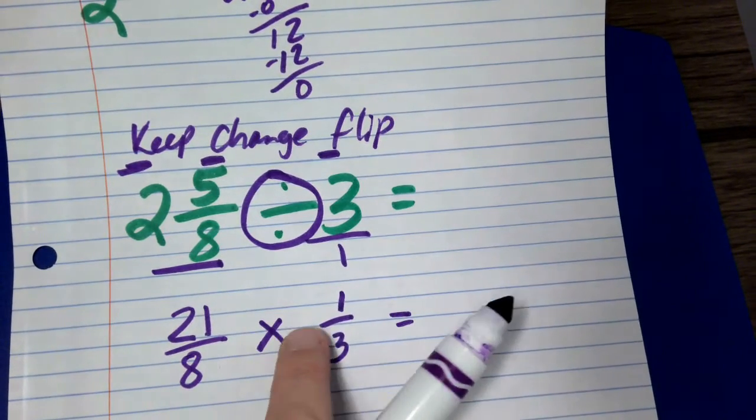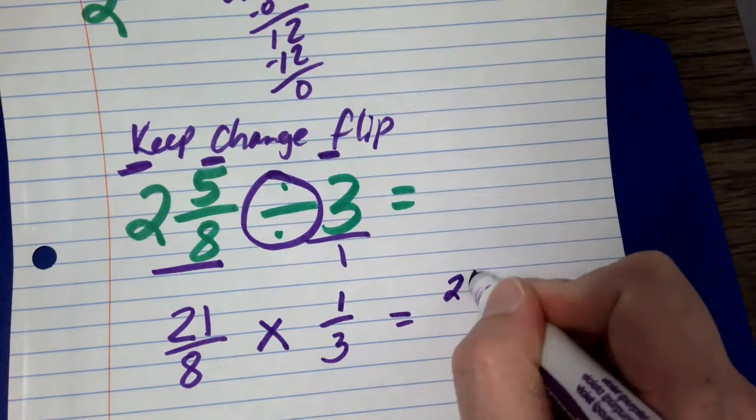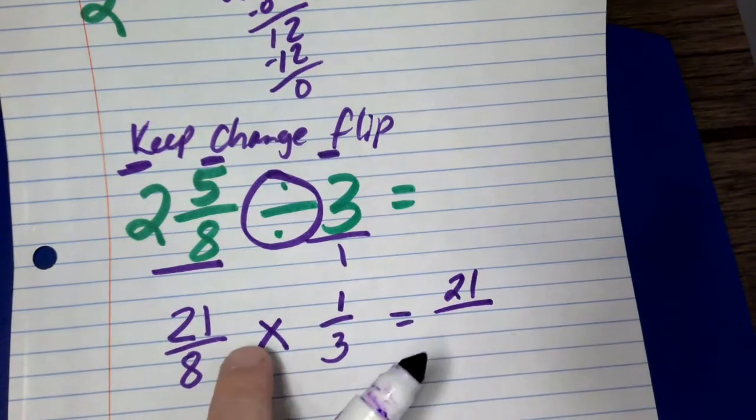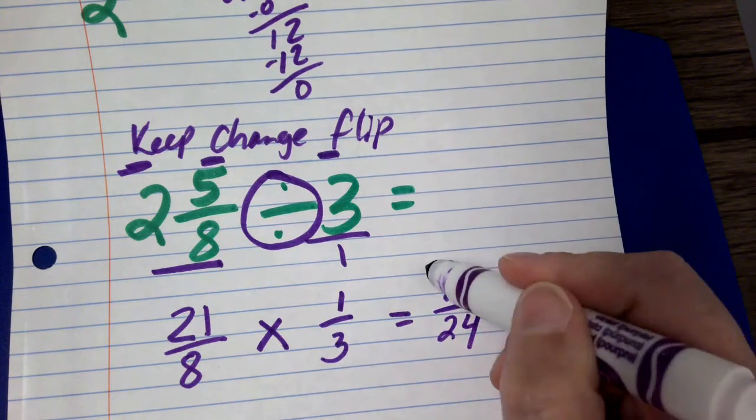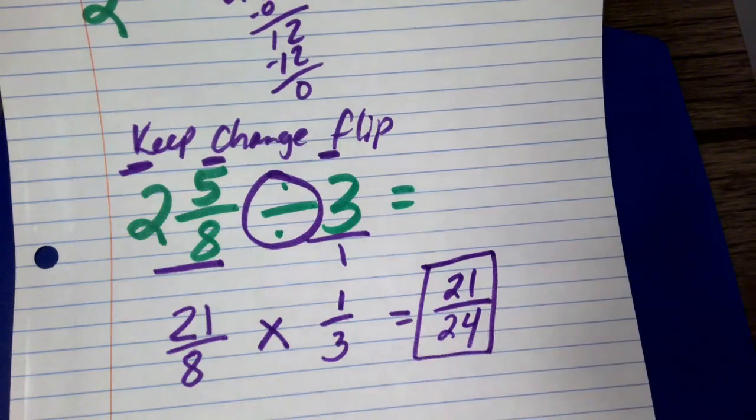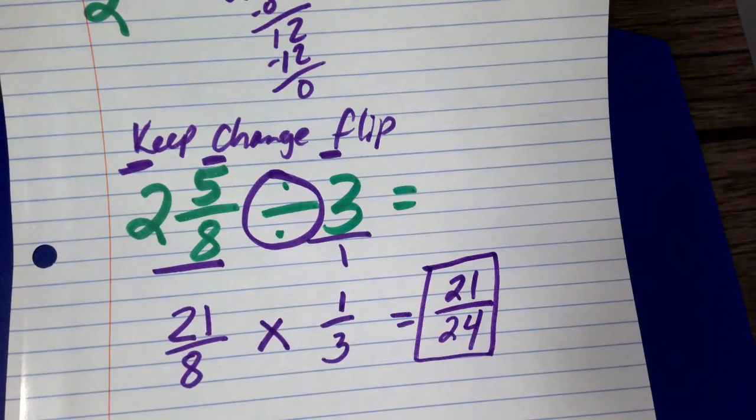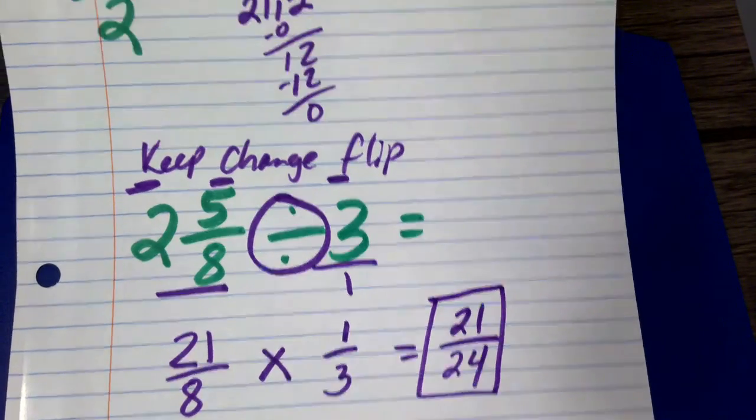Okay, so 21 divided by 1 is 21. 8 times 3 is 24. Making my answer 21/24. Moving right along.